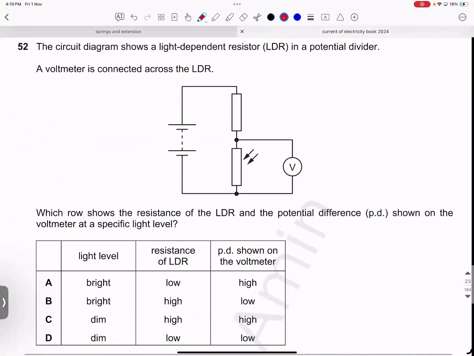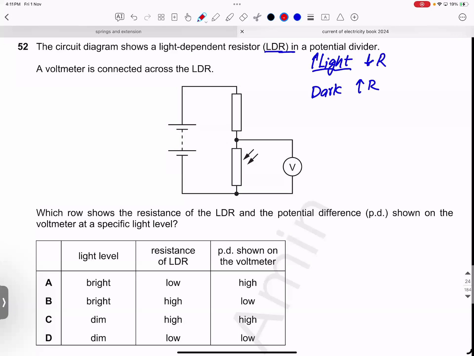Question number 52. The circuit shows a light-dependent resistor in a potential divider. A voltmeter is connected to LDR. Before we read the question, let me tell you, LDR, if there is more brightness or light intensity, its resistance decreases. In dark, its resistance increases. The first concept.